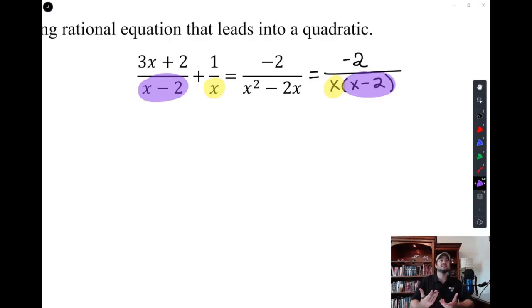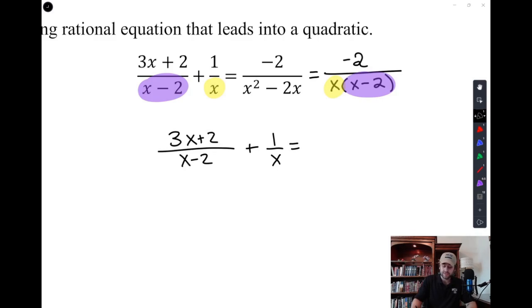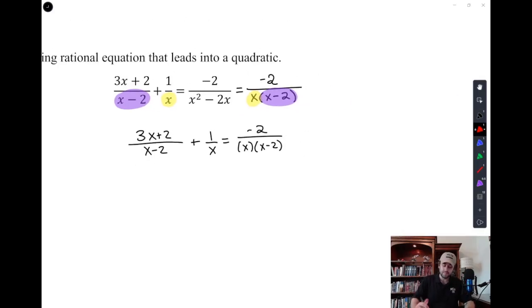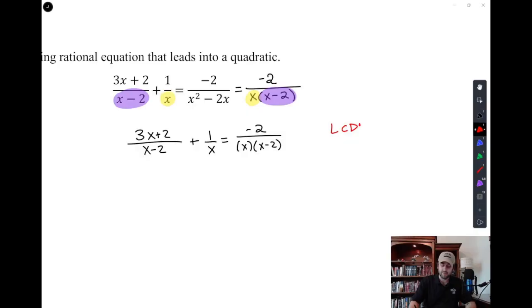Makes your life nice and easy when everything matches. So I'm going to rewrite this equation as 3x plus 2 over x minus 2 plus 1 over x equals, and I'm just going to write it using the factorized term. I just cut this middle term out for a little bit. All three sides of the equal sign are the same thing. I just want to cut it out for a little bit so that we can see our LCD. So our LCD, or our term to multiply by, is just going to be that factorized term.